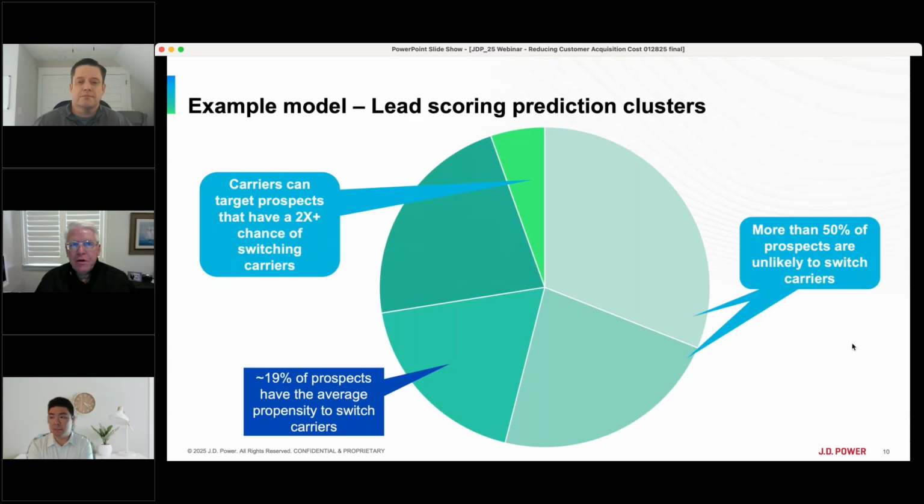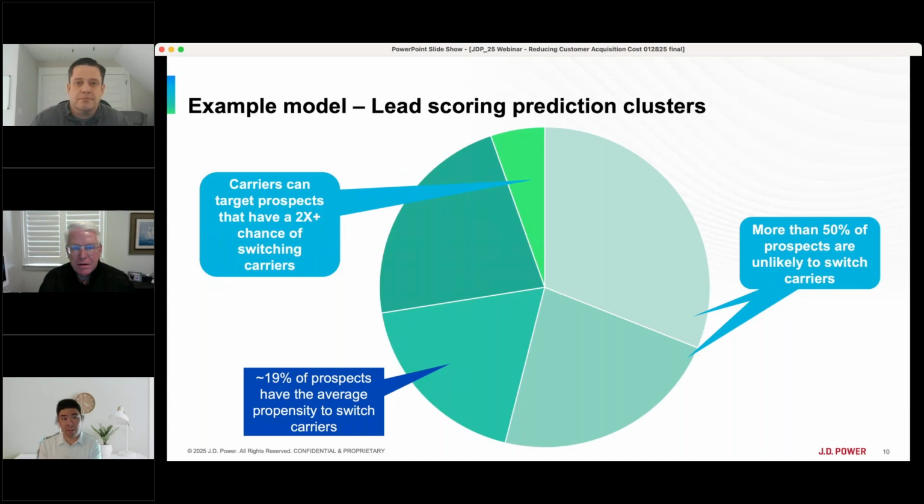So then the next question is, once we've identified this group and have narrowed our prospect list to those who are most likely to switch, the next question is, what are the marketing messages that are going to resonate with them? Before we dive into that question, Ken, I think we have an example of what a model would look like in terms of taking the population and splitting it by propensity, right? Yeah.